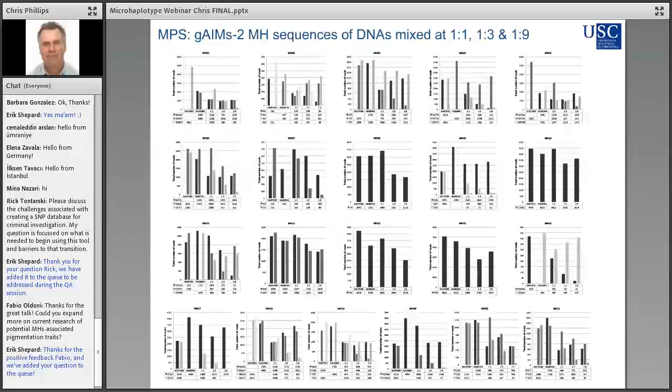When we look at some artificial mixtures, we've combined controlled DNAs from Coriell at 1 to 1, 1 to 3, and 1 to 9. So we started with very simple 2-component mixtures. We get a variety of patterns, and we're using here a prototype plugin for Genotyper. This is the Thermo Fisher panel. So we're using the Thermo Fisher S5, the Ion PGM S5, to detect these microhaplotypes. We get these patterns.